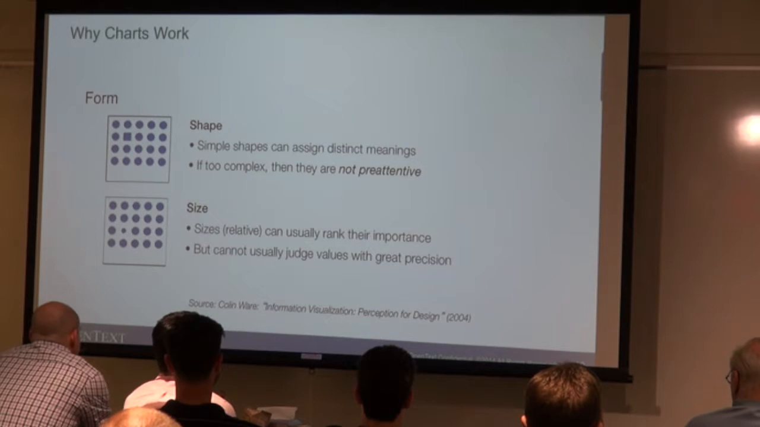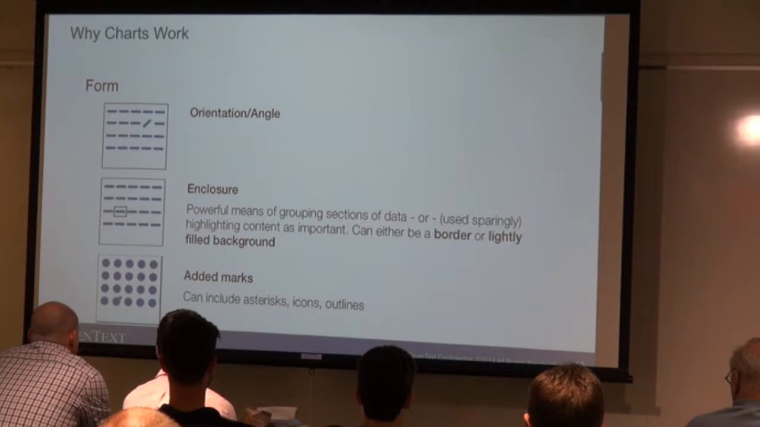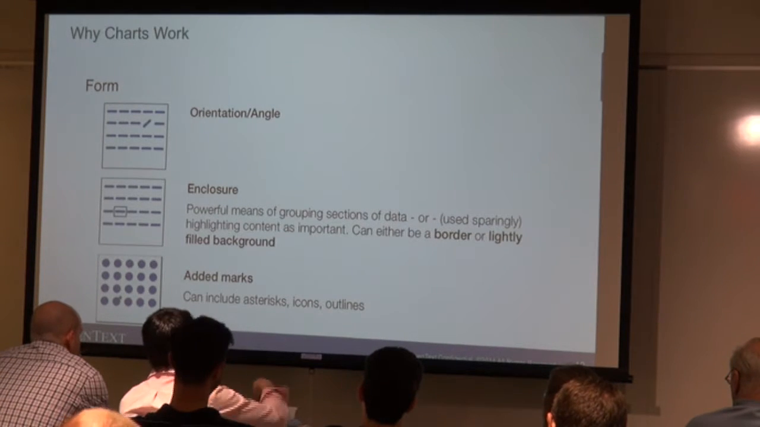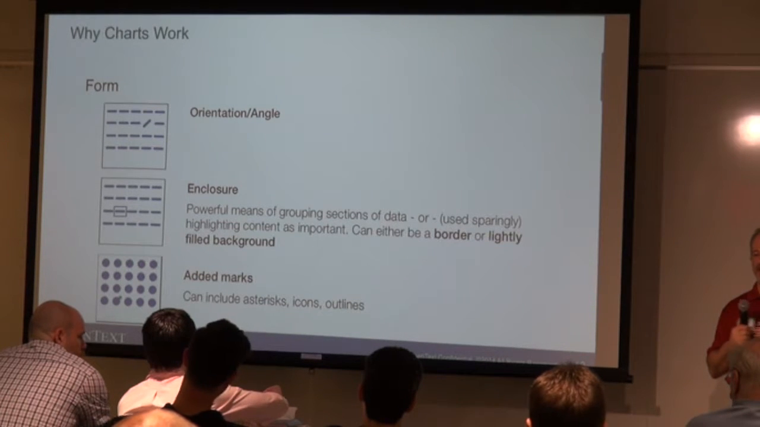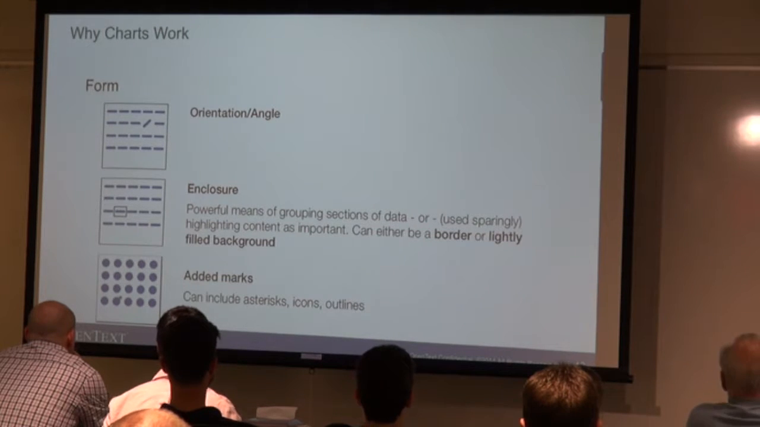When it's form, there's a bunch of them. One is the shape, squares versus circles. The size, a smaller circle versus a larger circle. The line length, the length of a line or the thickness of the line. These are all different pre-attentive attributes. Some more forms: orientation, angle, so if something's actually a little bit different, enclosure, and then added marks is also another form of shape. And we'll talk about in a minute that all these different attributes work differently.